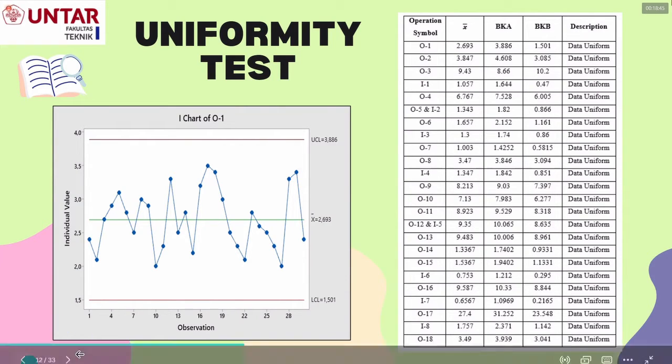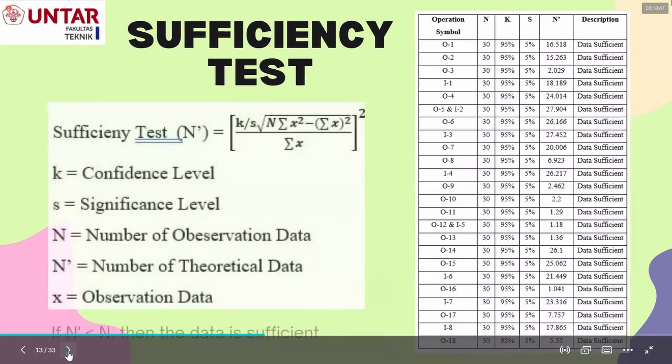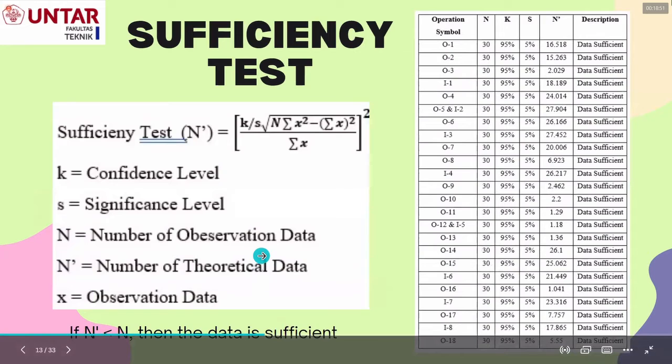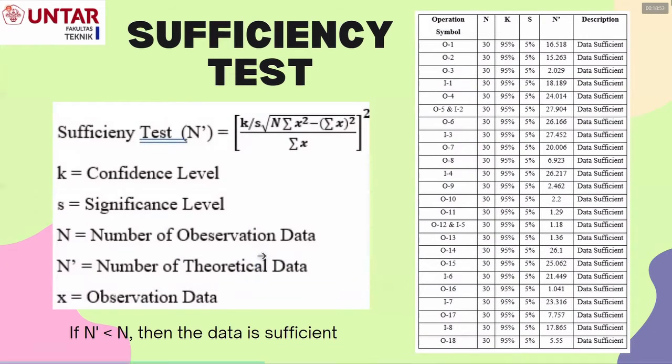Next. And then this is the sufficiency test that was done using the confidence level of 95%, and we use a significance level of 5%. If the number of theoretical data is less than the number of observation data, the data will be called sufficient. And as you can see here, the number of theoretical data is less than the number of observation data on every operation, so the data is called sufficient.